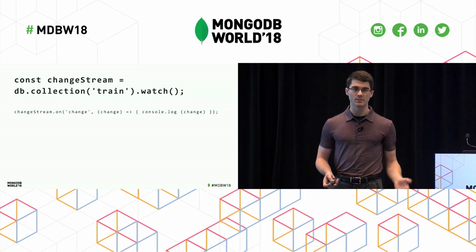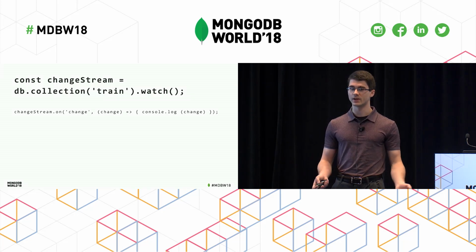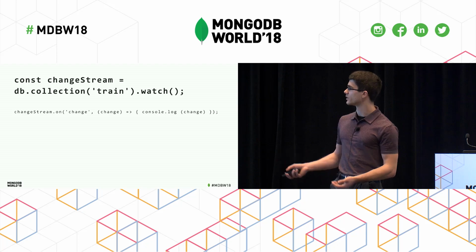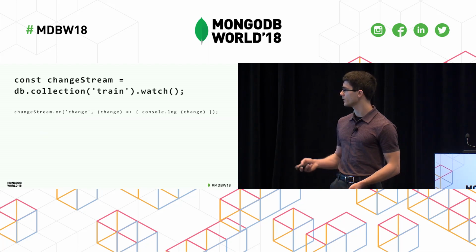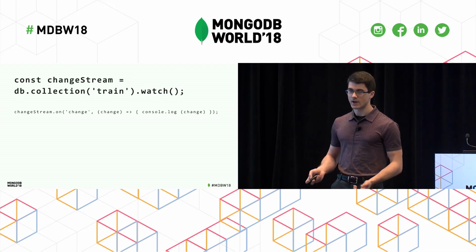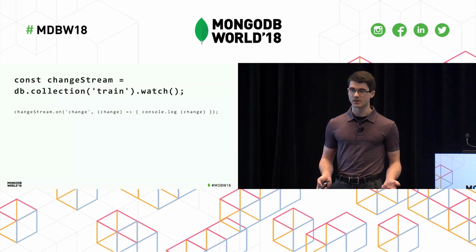If this is, say, PyMongo or the Java driver, you would get a cursor, which you can iterate with .next. But since this is Node, we can use a callback. And all we're doing here is logging every change to the console, every change just being a BSON document.